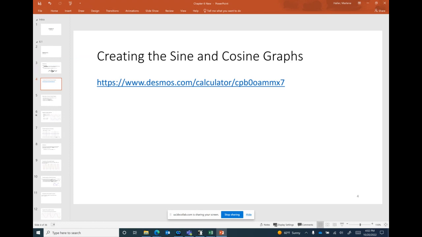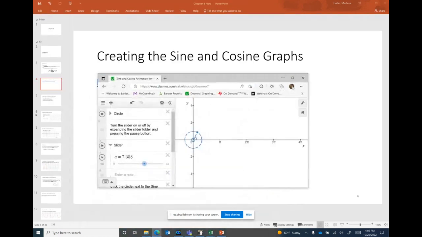I don't think my tablet's going to let me do that. So let me do a drag here. See if I can get it in Desmos. There we go.